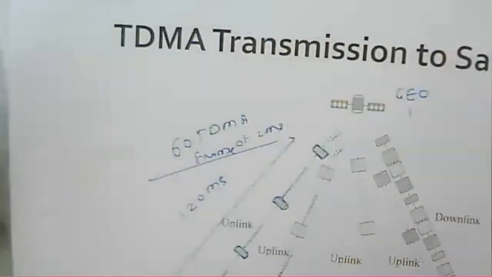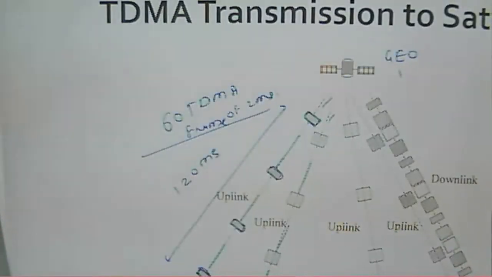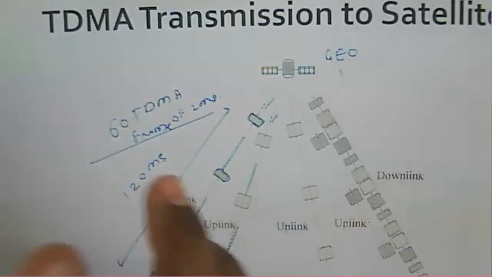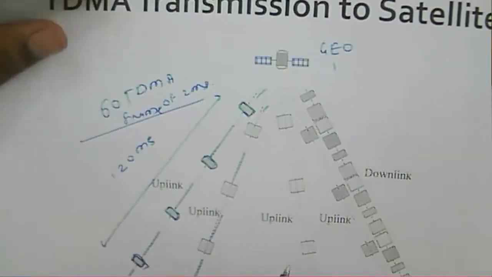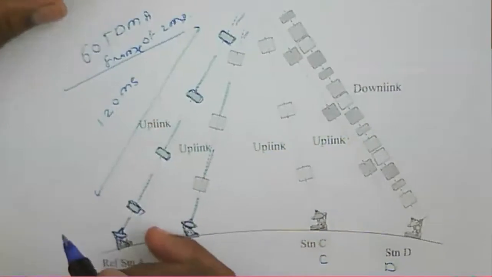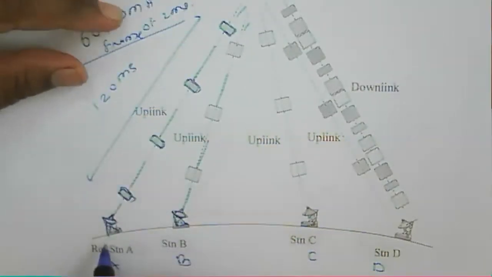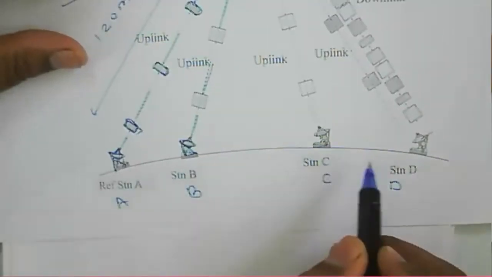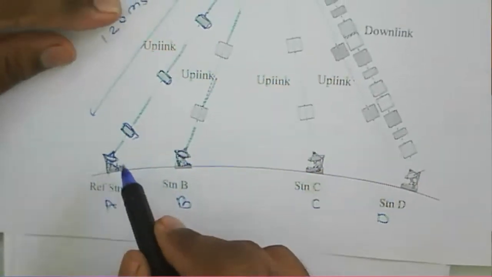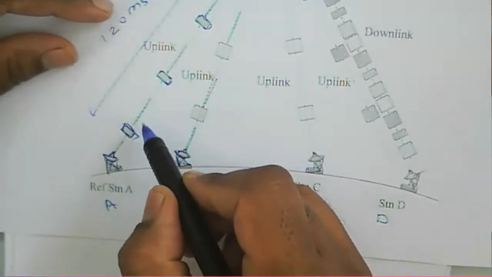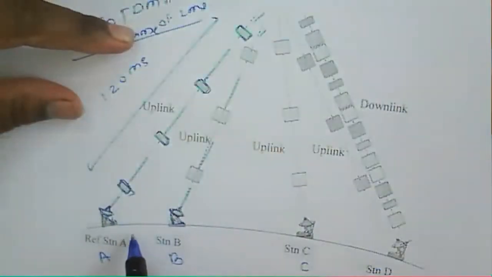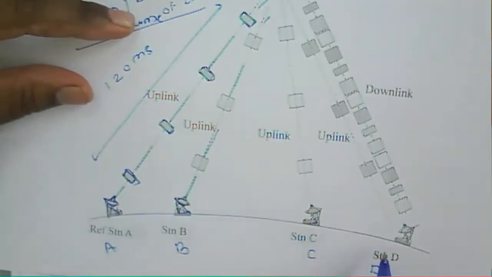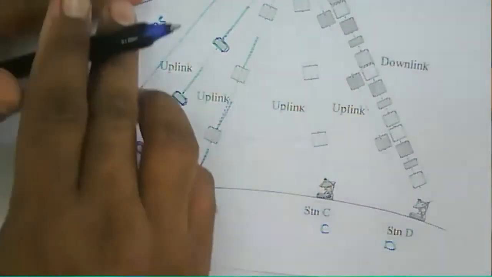Now we'll continue the discussion here with a TDMA transmission to the satellite, and we have said that TDMA bursts need synchronization; how that synchronization takes place here. So now, as we say that there are a number of stations, they transmit the data to the satellite, and the different Earth station locations are different.